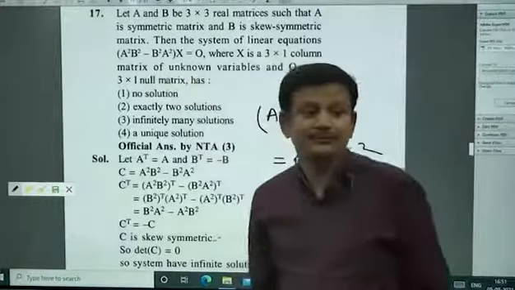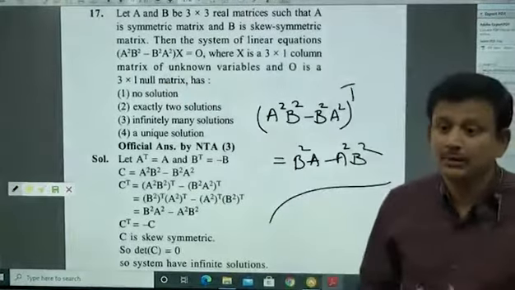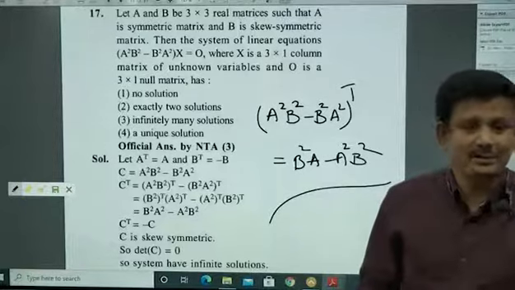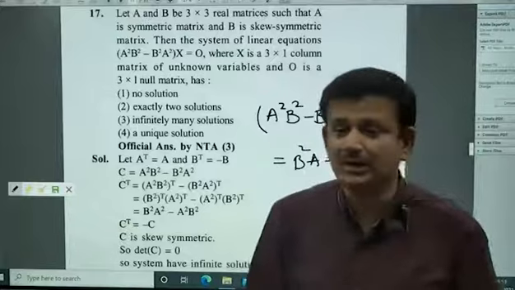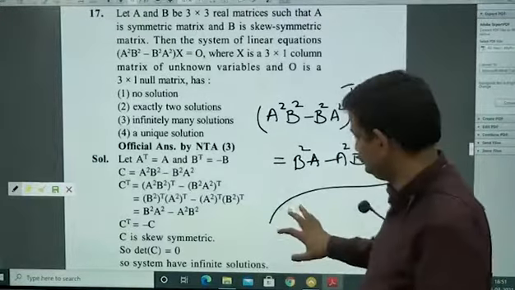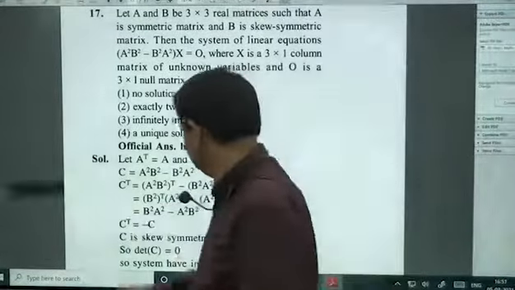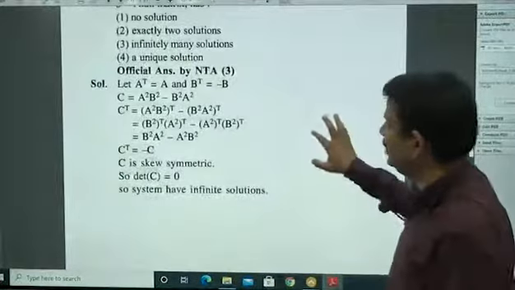This will be a infinitely many solutions. For a unique solution, that should not be 0. Yes or no? Same thing he did. He called it C.